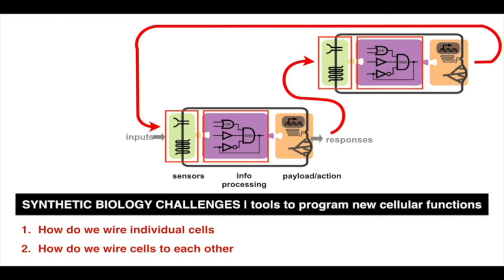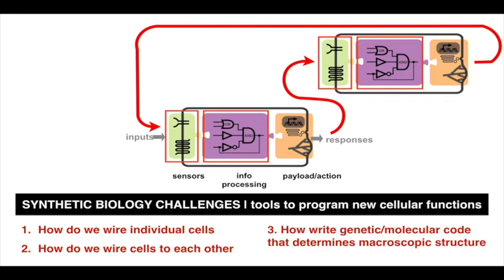In the case of trying to start thinking about how we do multicellular things, we of course want to start trying to ask, how do we wire the cells together so they actually start talking in a coherent way? And then, of course, very importantly, how do we actually start taking those genetically encoded molecular components and words, and then putting them together into programs that actually help, in theory, determine macroscopic structure?